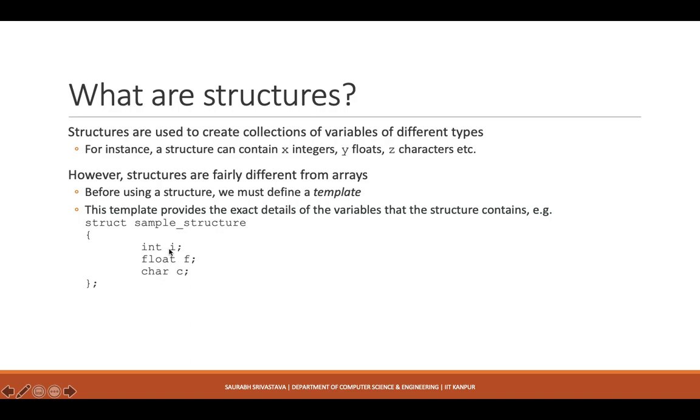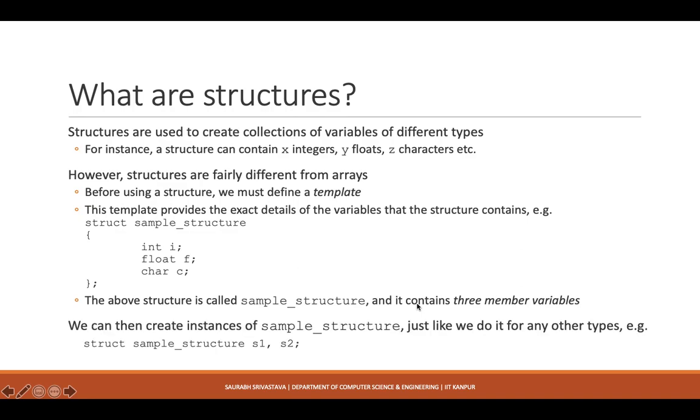So basically, i, f, and c are three variables, but their types are different. The i is an integer, f is a float, and c is a char. So now I'm putting all these three inside one box, and I'm calling that box sample structure. And these i, f, and c are known as the member variables of this particular structure. So sample structure is the collection, the box, and this box has these three member variables.